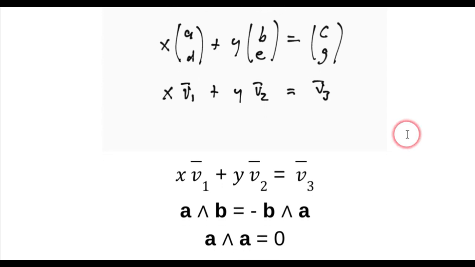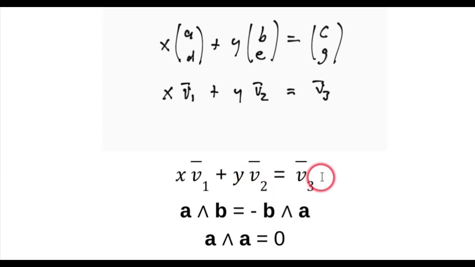Now, remember the rules of using the wedge product. A wedge b is equal to minus b wedge a, and a wedge a, any vector wedged with itself, is equal to 0. These are the two rules that we need. So I want to take this equation and isolate x. So I want to get rid of y.